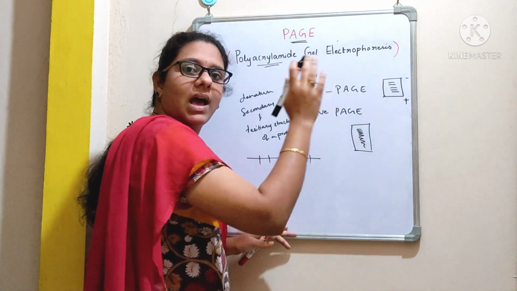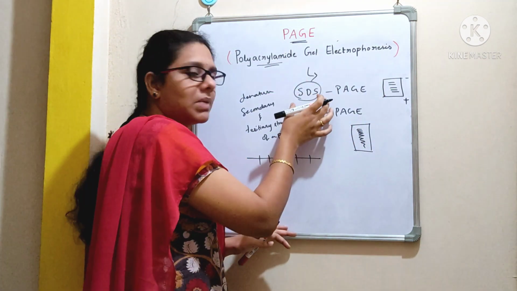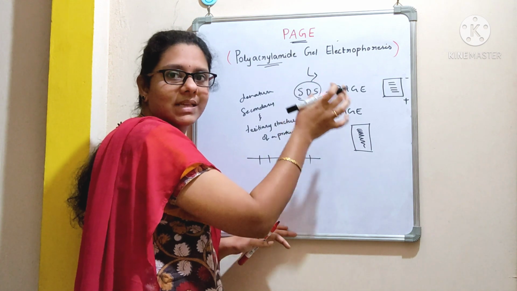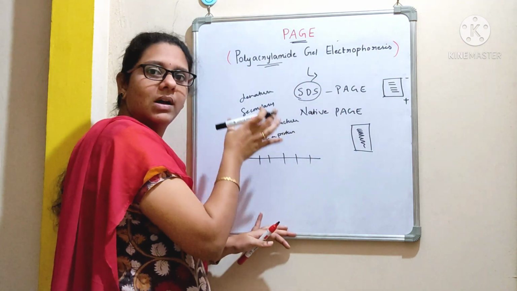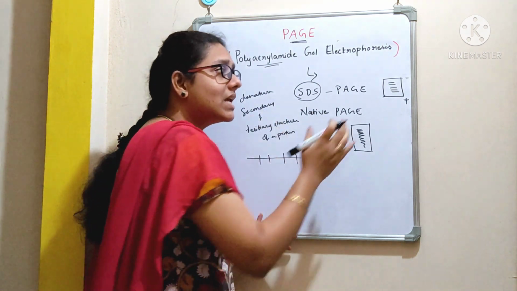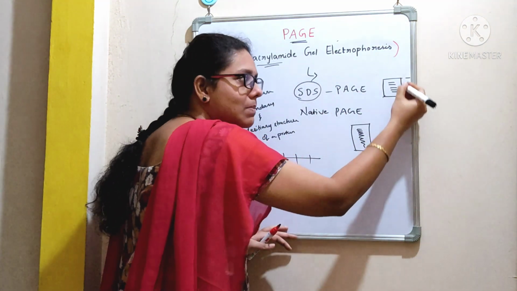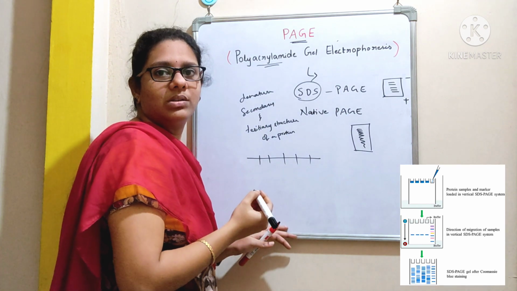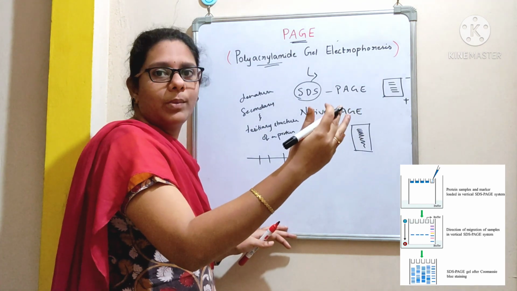And this sodium dodecyl sulfate detergent will impart the negative charge to the protein. All the proteins will have a uniform charge that is imparted by sodium dodecyl sulfate after the denaturation of protein secondary, tertiary or quaternary structure. So this negatively charged protein will migrate towards the positive charge. It moves towards the opposite charge.